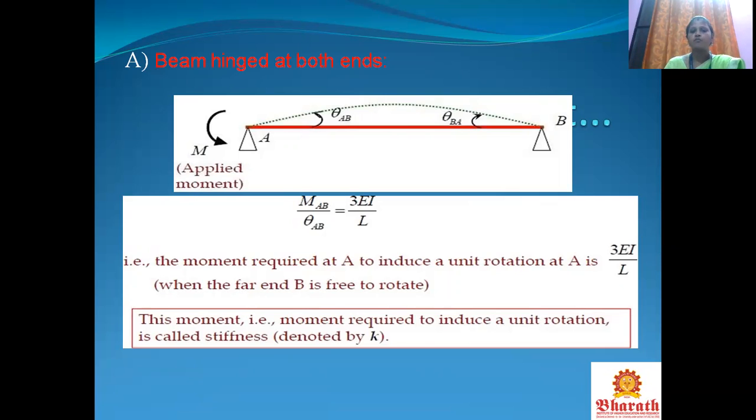So in such a case, the moment required at A to induce a unit rotation at A is 3EI by L, when the far end B is free to rotate. Thus, this moment required to induce a unit rotation is called stiffness, that is denoted by K.